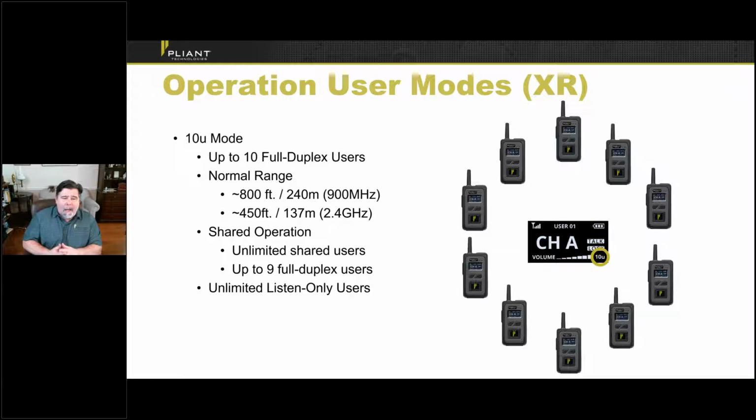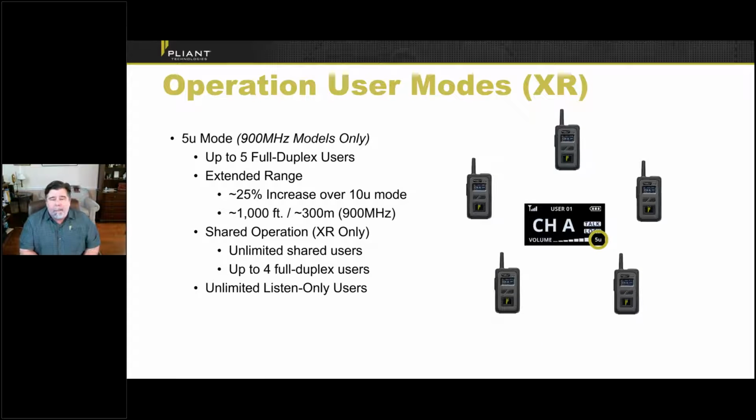Normal range with 10 users is approximately 800 feet in 900 megahertz and 450 feet in 2.4. Shared operation, unlimited amount of shared users. And what that basically gets into, without going too far down that rabbit hole, is that in shared operation one of the slots in the radio scheme is shared amongst several users. And it's a push to talk, one person at a time only communication on those shared users. The other 4 users will be full duplex and have the ability to talk bidirectionally all the time. And of course, unlimited amount of listen-only users, which only listen and cannot talk at all.